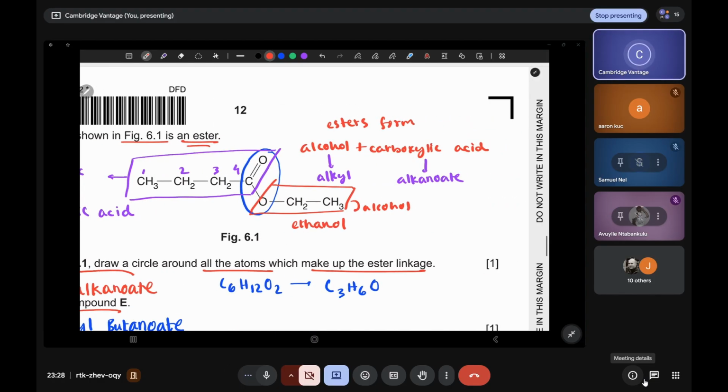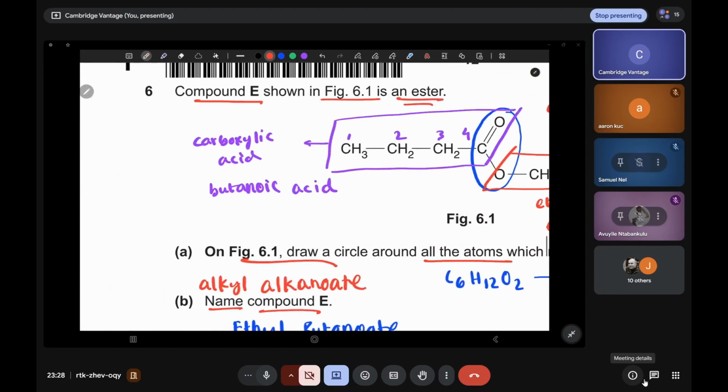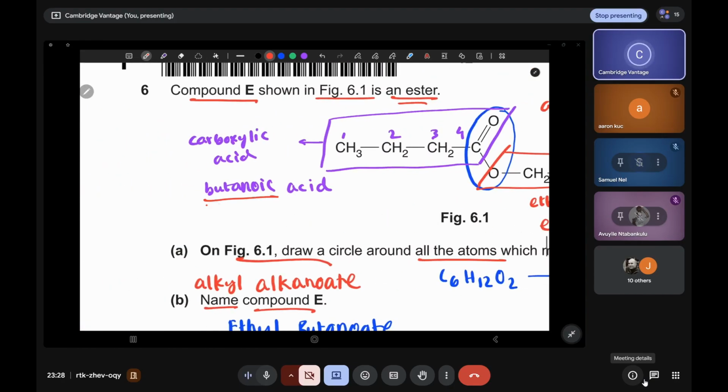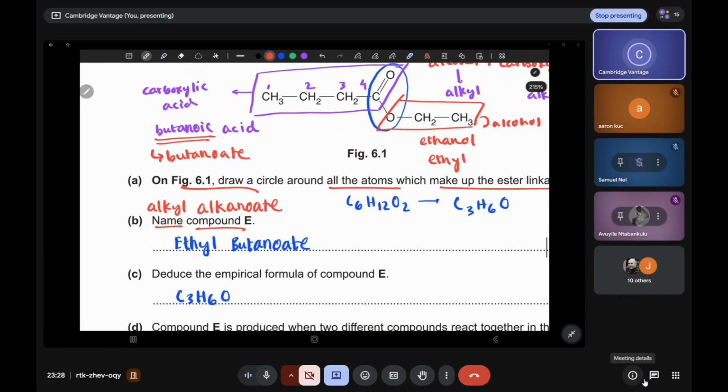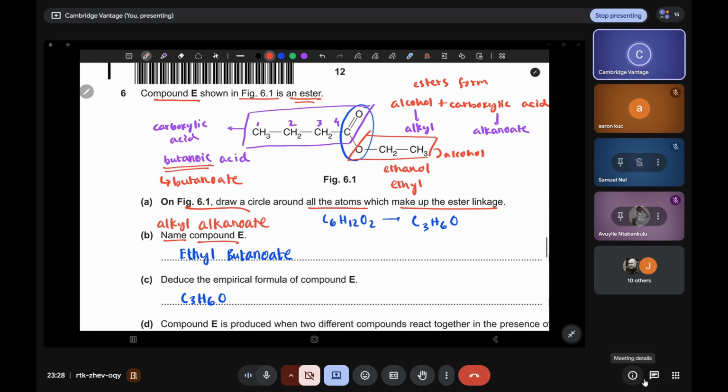But this doesn't show me how to do alkyl alkanoate. So now the ethanol is going to be named ethyl, and the alkanoate is going to be taken from butanoic. So butanoate. So the name of this ester is ethyl butanoate. Is the way we named the ester sensible for all students? If you remember this format, alkyl alkanoate, you will never get an ester name wrong. Alright, thank you very much.